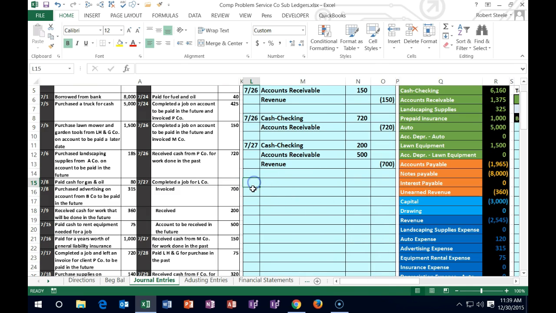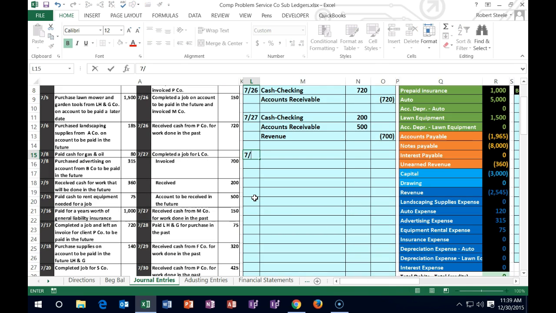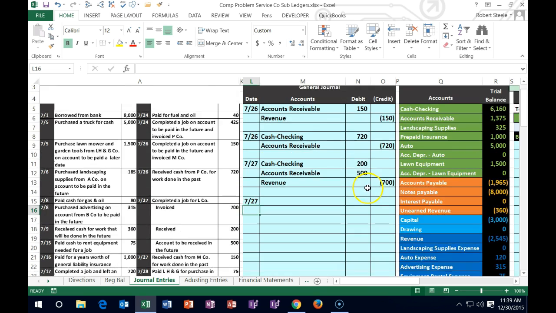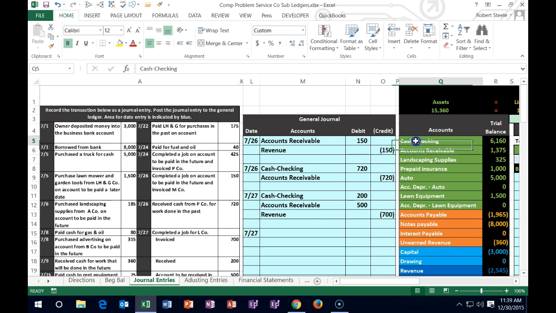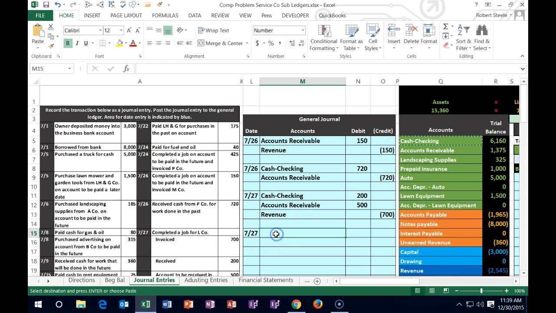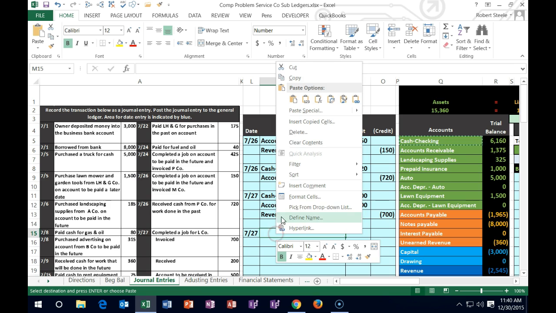Scrolling left, back down to the next 727. All right. Feel like it's a plane or something. So we got receiving cash from M company for work done in the past. All right, receiving cash. So is cash affected? Yeah, we received cash. So cash has a debit balance. We're going to make it go up by doing the same thing to it, which in this case would be another debit. So we're going to right click, copy cash, put that on top in M15, right click and paste.